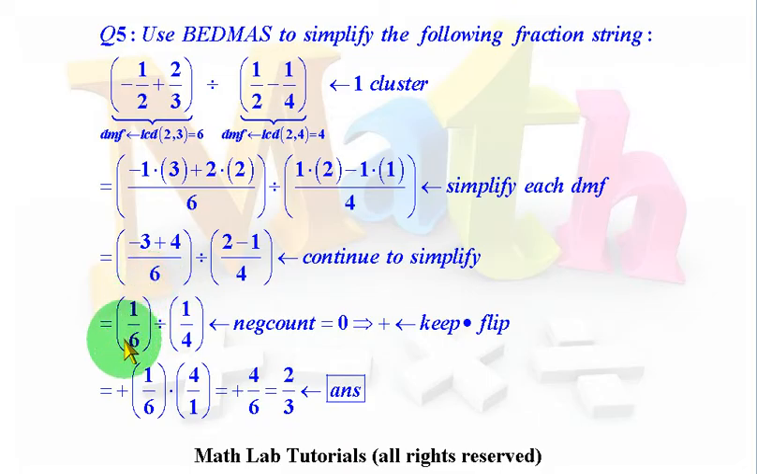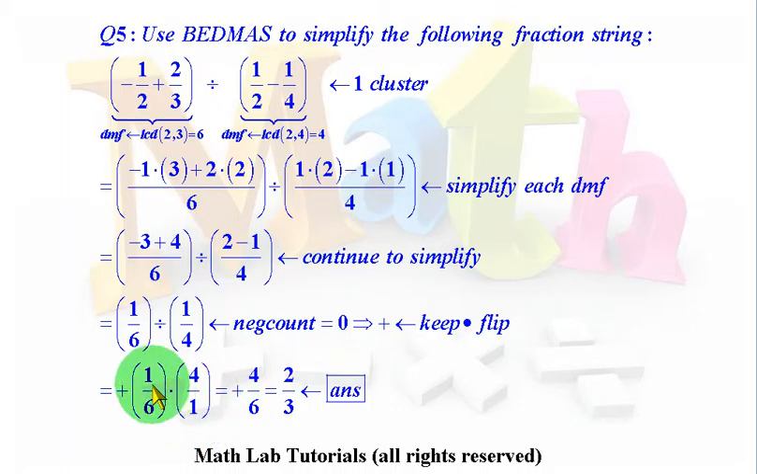If we do a neg count over here, we get a neg count of 0. That implies that the final result is positive. And because we have a division over here, we have to do a keep dot flip. So you put the plus sign over here indicating that the result is positive. Why? Because the neg count was 0. And you keep the first fraction as 1/6, the division symbol gets replaced by a dot, and you flip the second fraction, which is 4 over 1.